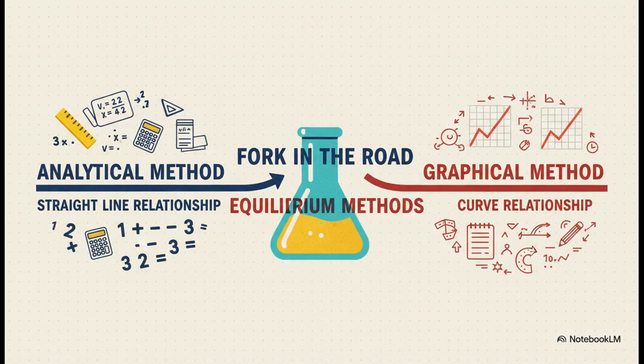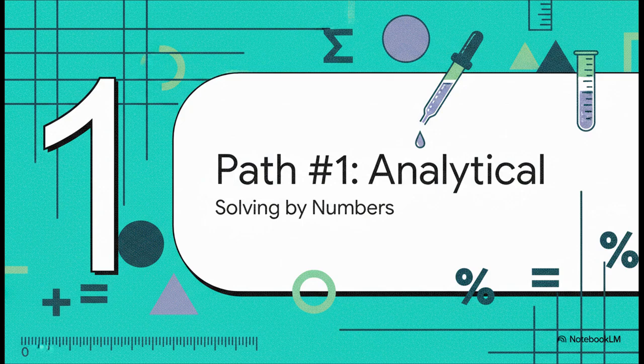And this right here brings us to the fork in the road. It's the central idea of this whole explainer. If that equilibrium relationship is a nice, predictable straight line, what we call linear, then we get to take a mathematical path. We use the analytical method. But if that relationship is a curve, non-linear, we have to take a totally different, more visual path, the graphical method. All right, let's head down our first path, the analytical method.